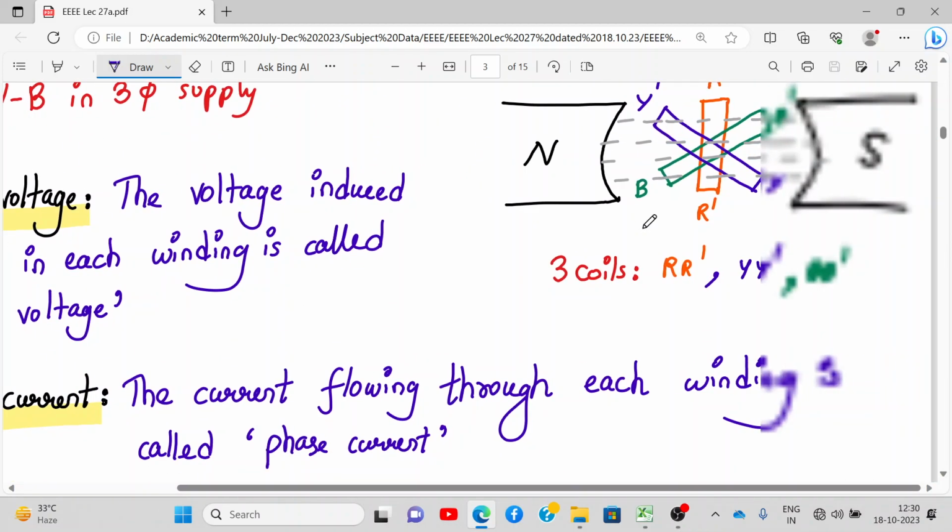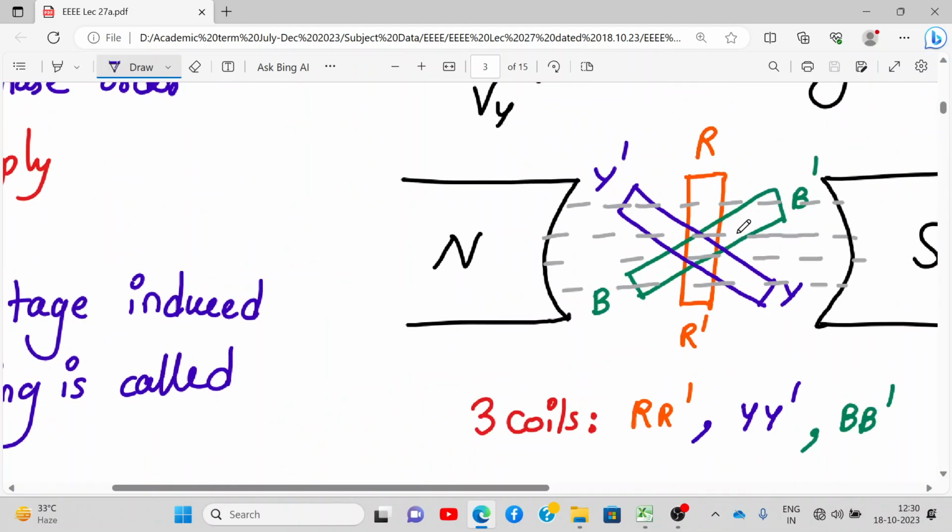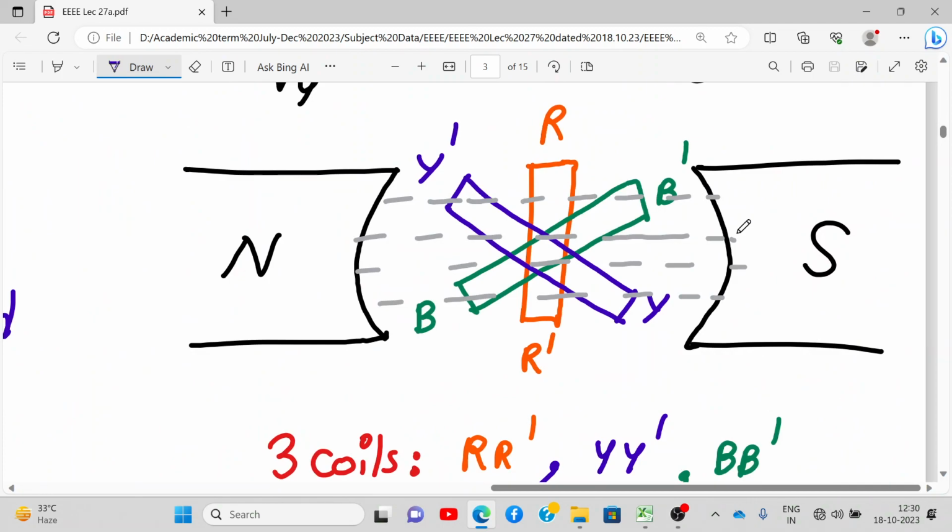Phase voltage. Now, listen carefully. I have explained this for the generation of AC signal. There was only one. What was there over here? What is this R dash called? Coil. One rectangular coil was there in a single phase system, and it was cutting the magnetic lines of flux between north pole and south pole. And whenever it cuts, a magnetic flux is created and an EMF is induced, right?